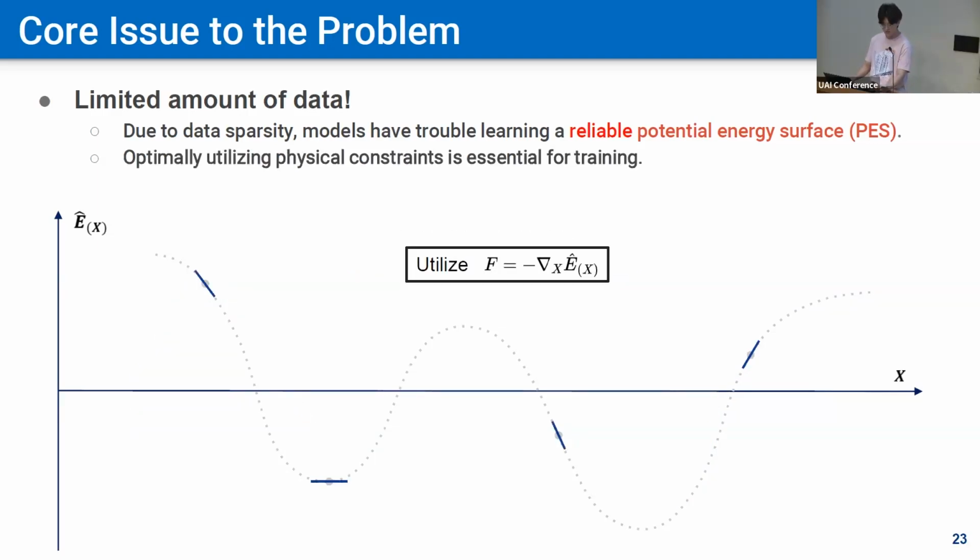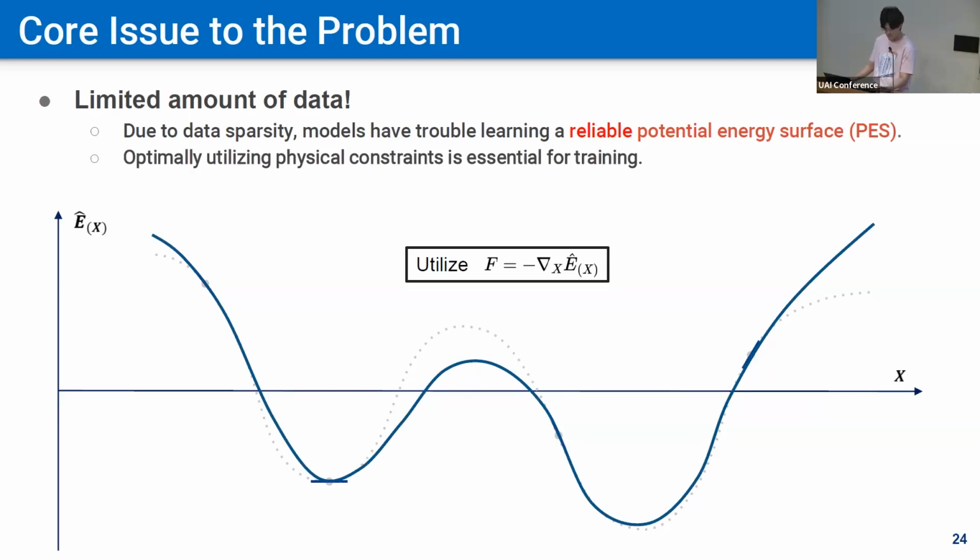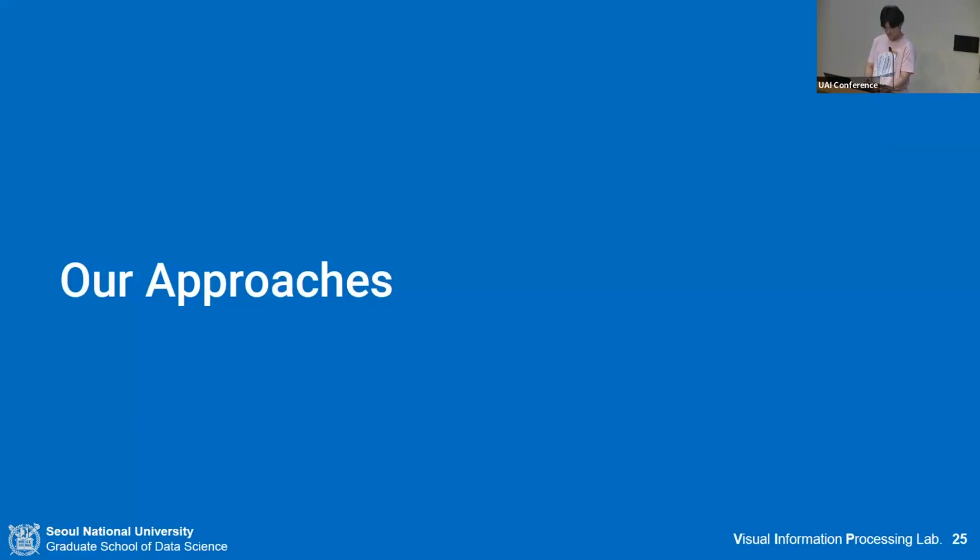So now let's think about the case when we're using additional information. For example, let's consider a case where the gradient of the energy surface is given at every data point. By doing so, we could dramatically reduce the chemical space that the model has to explore. So eventually it will yield a much more accurate potential energy surface. Therefore, optimally utilizing the physical constraints is essential when training a potential model. So in this section, I'm going to elaborate on our constraints and training methods.